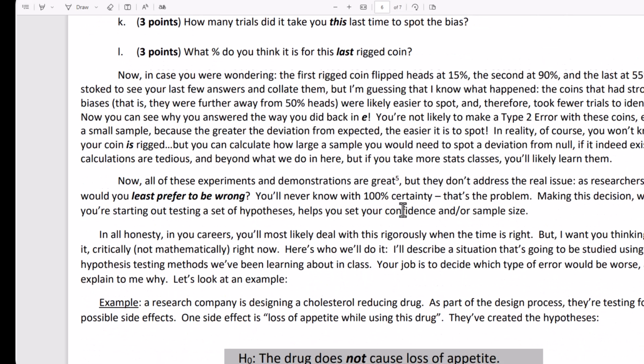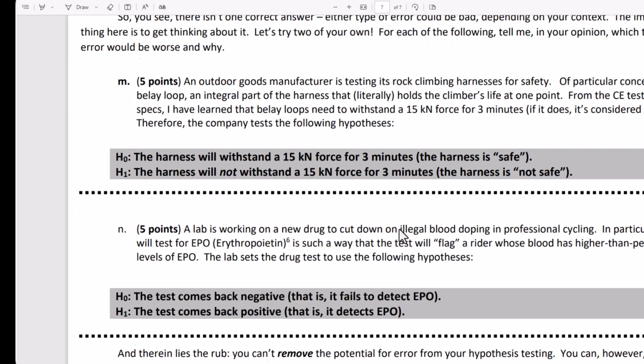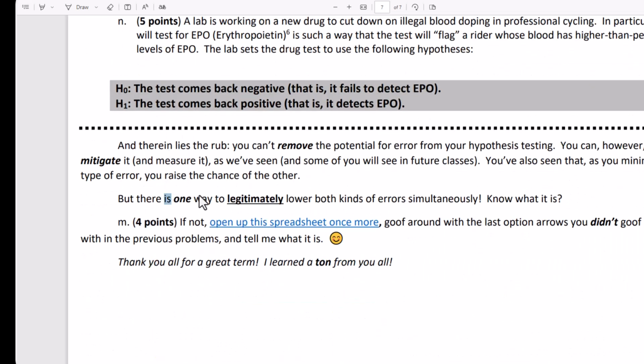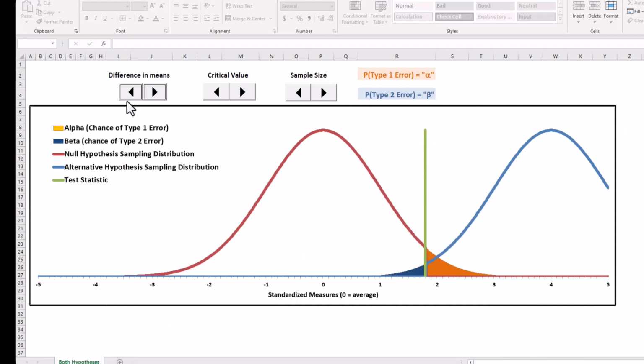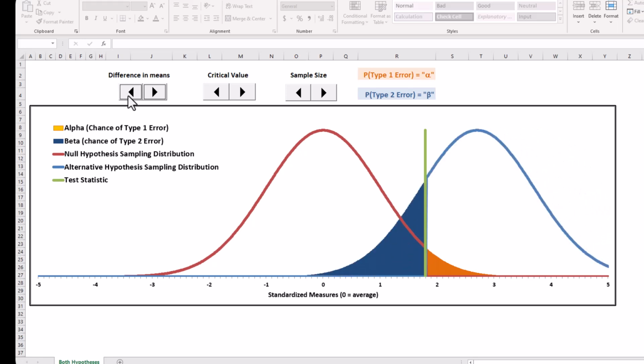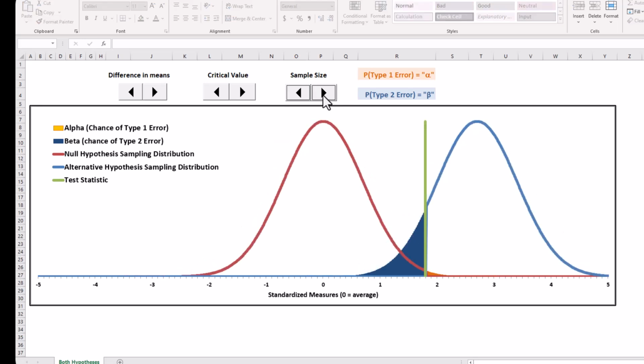The only thing you're going to have to do, this is all not spreadsheet based. The last question right here is: there is only one way to legitimately lower both kinds of errors simultaneously. Do you know what it is? And if not, open up the spreadsheet, goof around with the last option arrows you didn't goof around with in the previous problems and tell me what it is. So if you think about it, I'm going to set this back to the way it was. The only buttons I haven't messed around with in this video yet are the sample size buttons. So let's make the sample size larger and let's see what happens.